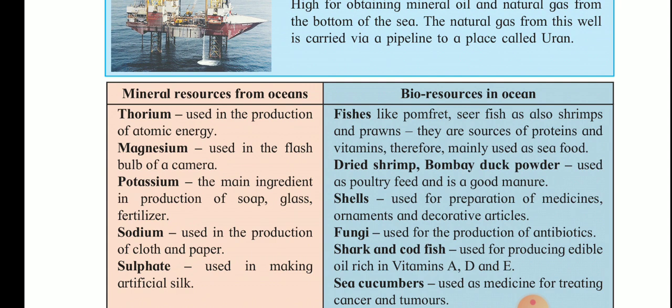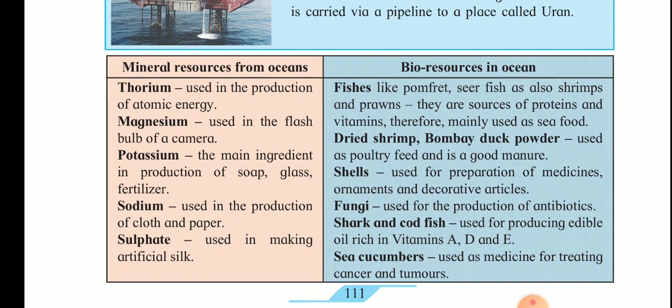Thorium is used in the production of atomic energy. Magnesium is used in the flash bulb of the camera. Potassium is the main ingredient in the production of soap, glass, and fertilizer. Sodium is used in the production of cloth and paper. Sulfate is used in making artificial silk.